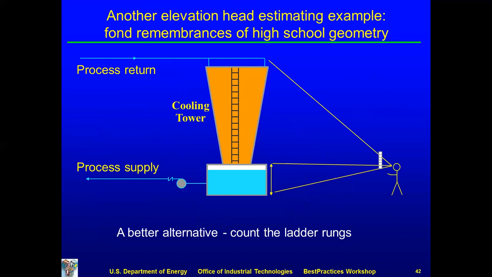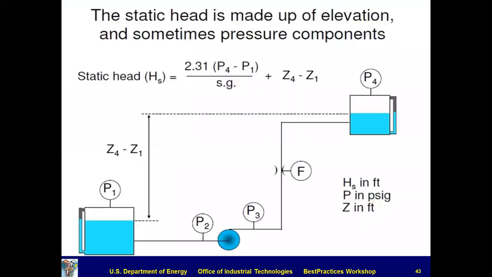Another thing you could do is triangulation or something from geometry, or you could count the rungs on the cooling tower ladder and then estimate any other elevations that are relevant. So lots of different ways to determine the numerical value for this. Okay, so here's back to our first picture.